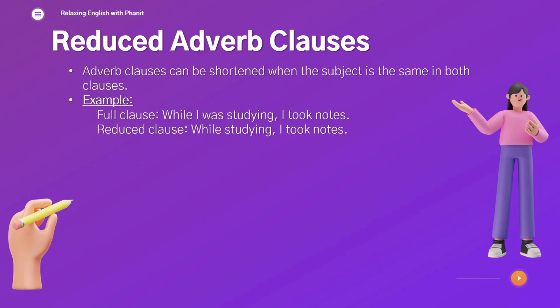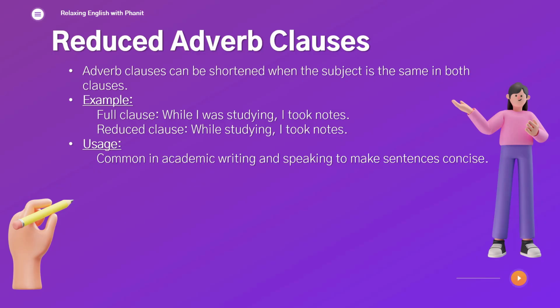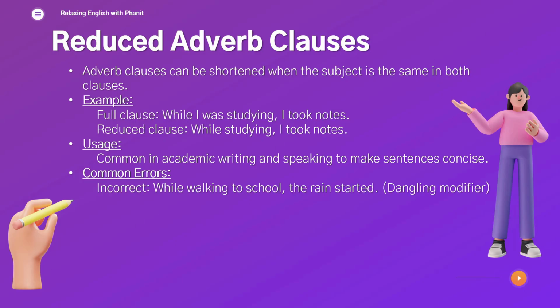But be careful. A common mistake is creating a dangling modifier like this. "While walking to school, the rain started." Who was walking to school? It's unclear. The correct version is, "While I was walking to school, the rain started."